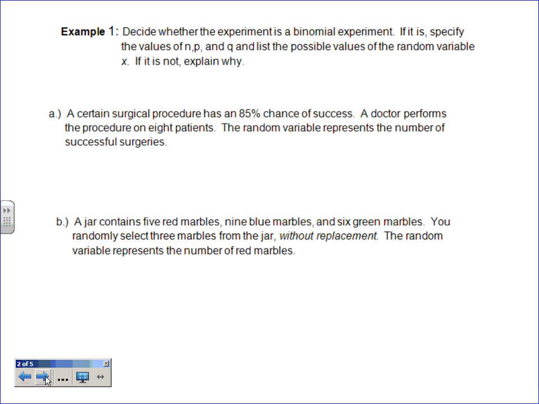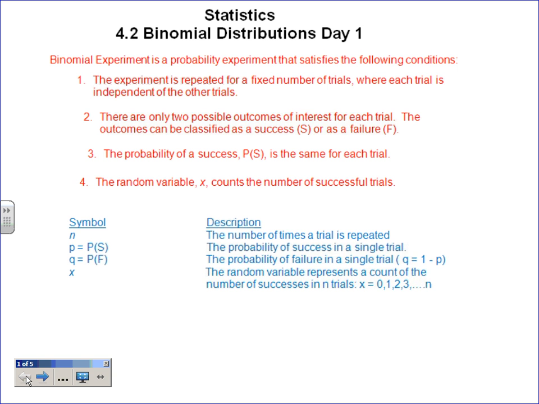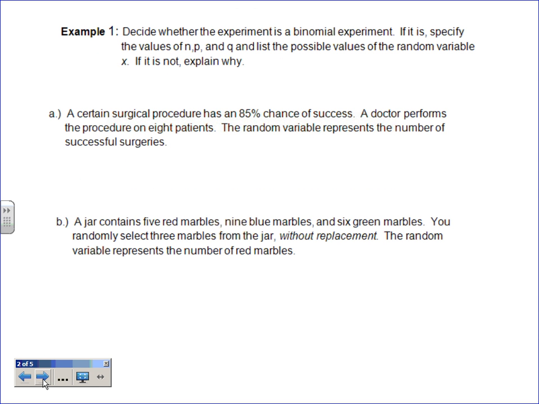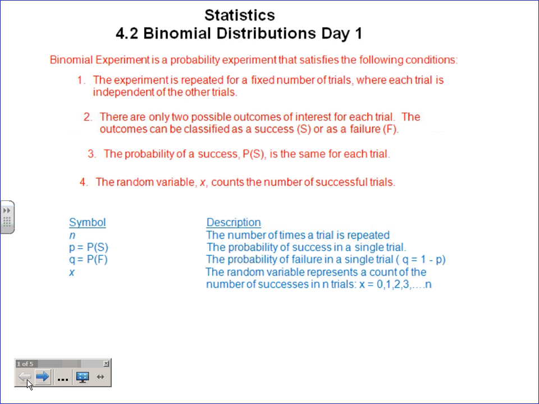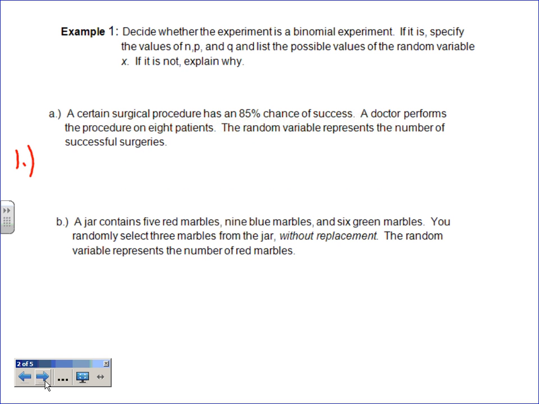Well, how would you check to see if that's binomial? Well, look at 1 through 4. If you say yes for all of them, if it meets that criteria, then yes, it's binomial. So here we go. What do you think for number 1? Do you believe that it's repeated a fixed number of times? How many times? 8. So is it fixed? Yeah, fixed number. Where each trial is independent of the other. Does the first surgery affect the second surgery, the probability? No. Okay, so has it met criteria 1? Yeah, we're good. So yes, or check mark or whatever you want to do.